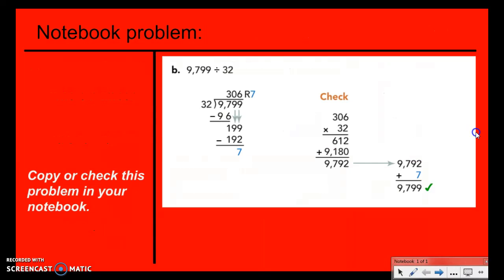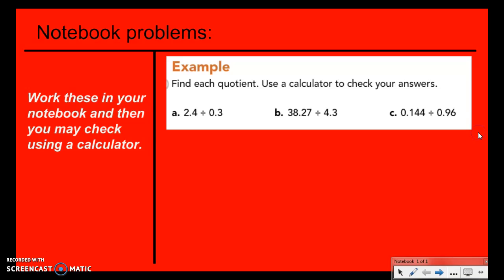All right, here's a little review. We can do 9,799 divided by 32. Okay? Solve it, check it, add your last number, check it again. Okay, so right here, we're going to solve part A together, and then on your own, you're going to do part B and C. So part A, our first number is going to go inside of our table.